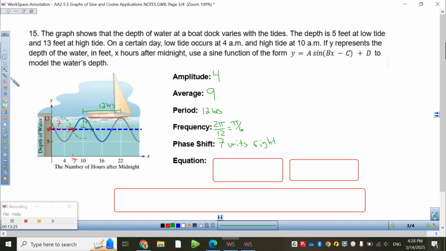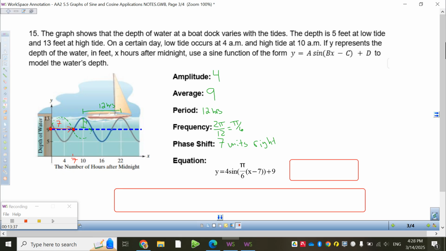All right, so now we have our 4 values. We've got 4 for amplitude, 9 for average. We've got our frequency. We've got our phase shift. It's 7 units to the right to match this up. When we put all that into our formula, we end up with 4 sine, so that's our amplitude, pi over 6, that's our frequency, x minus 7, that's our phase shift, and then plus 9 at the end.